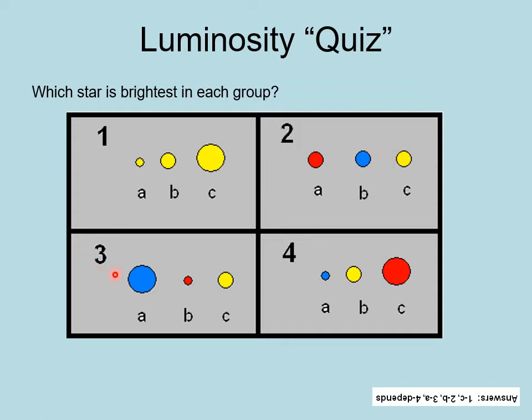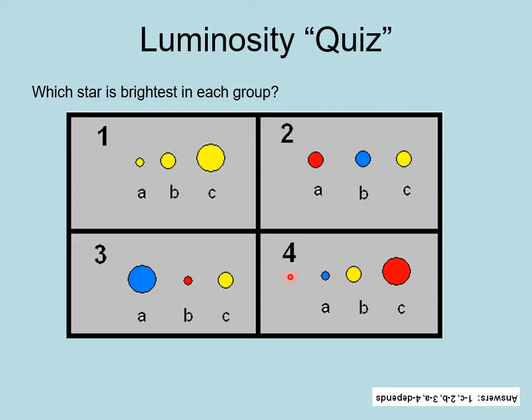For question 3, which of these 3 stars is going to be the brightest? Well, here the answer is A for sure, for 2 reasons. A is bigger than B and C, and A is also hotter than B and C because of its blue color. Now, what about the last one here?